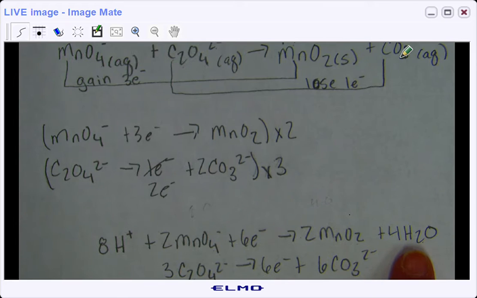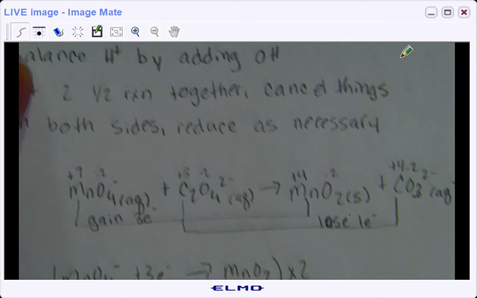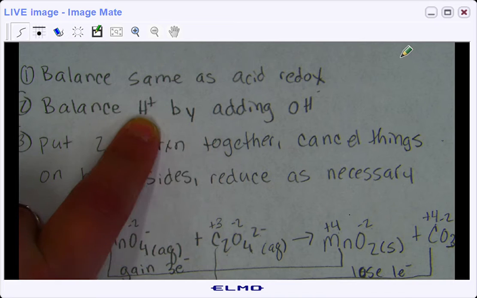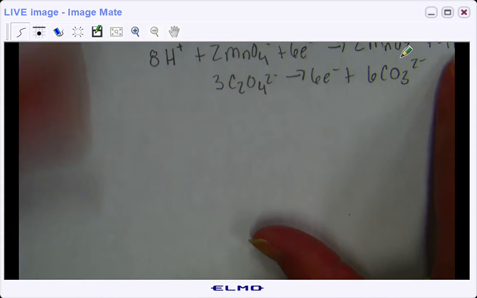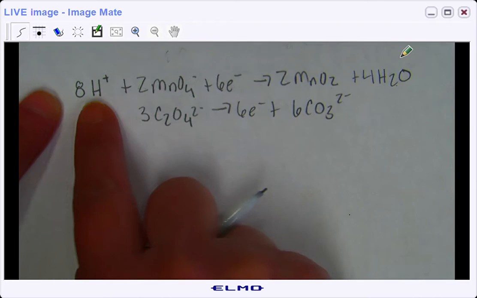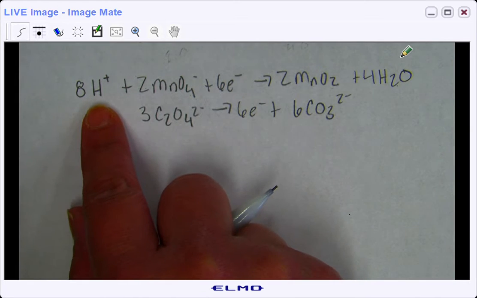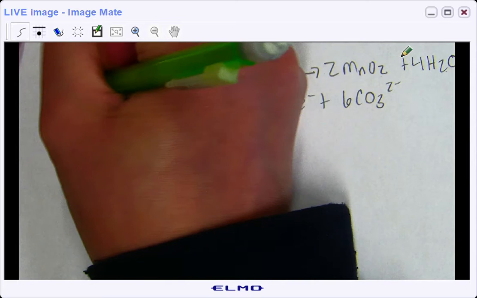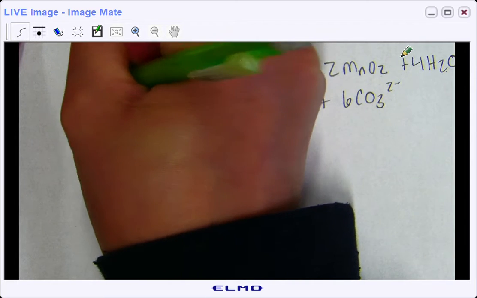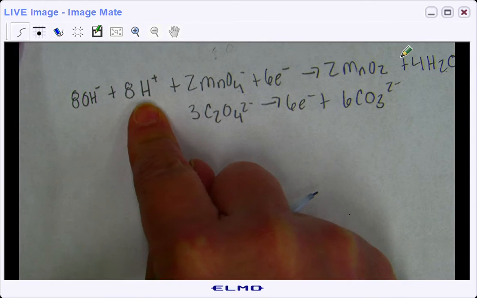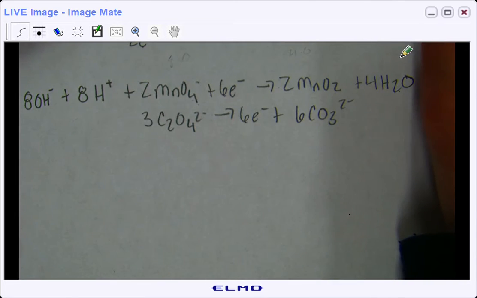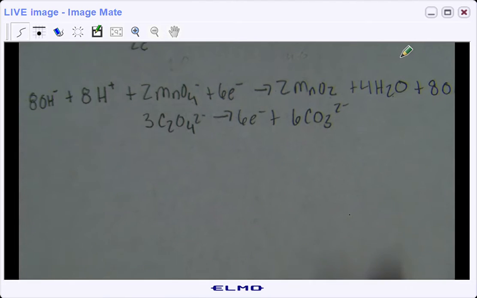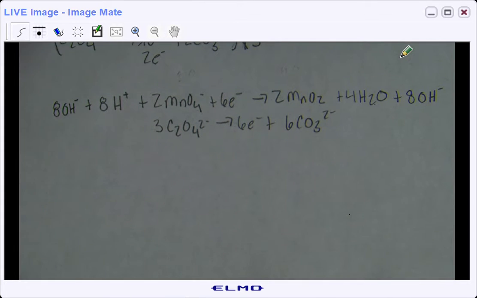My final step here, we are going to balance the hydrogen by adding hydroxide. So I have to take this one step further. So if I have 8 hydrogen ions, I have to add 8 hydroxide ions to balance that out. But what I add to one side, I have to add to the other side. Law of conservation of mass. So now let's look at my second step.